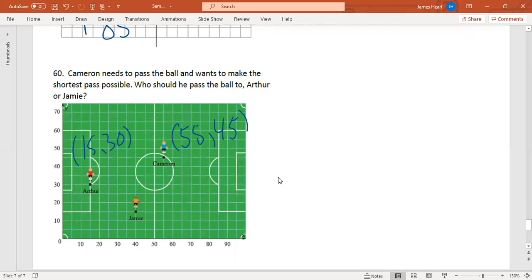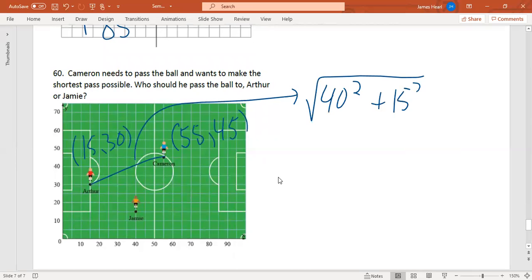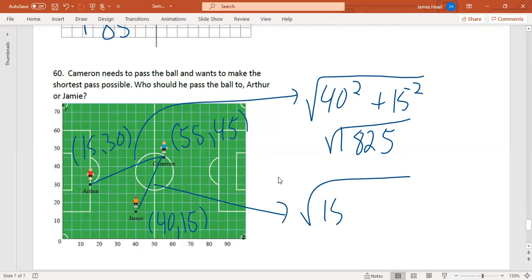If we do the distance from Cameron to Arthur, I don't want to try and cram it into the space in the picture though. So the square root of, from 15 to 55 will be 40 squared. From 30 to 45 will be 15 squared. So that'll become the square root of 40 squared plus 15 squared, the square root of 1,825. And Jamie sits here at 40, comma 15. So from 40 to 55, it'll be 15 squared. And from 15 to 45, it'll be 30 squared.